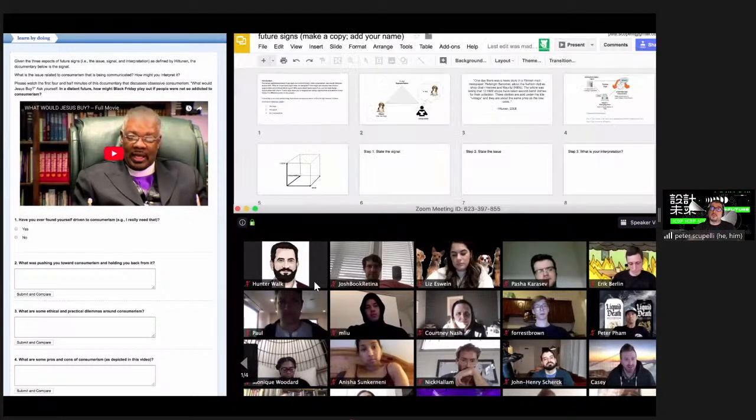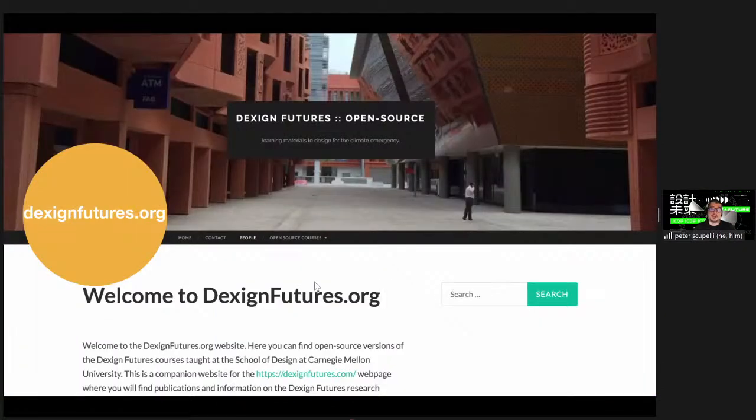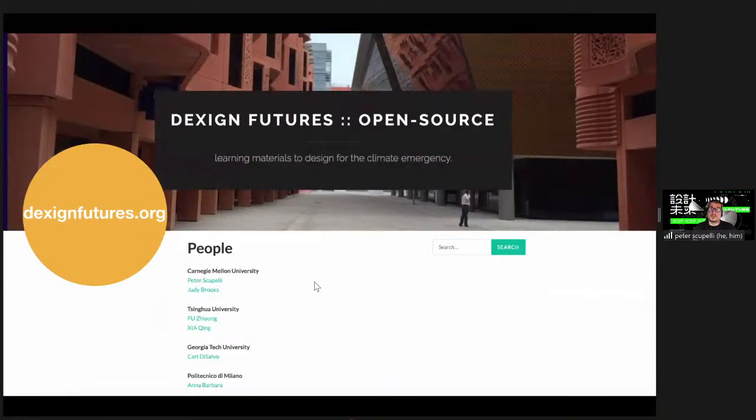And instead of working on whiteboards, they're using Google Slides to work out their projects together. And I'll have new insights about that. Design Futures is also an open source project. So all the course materials that I've developed are available on the Design Futures website.